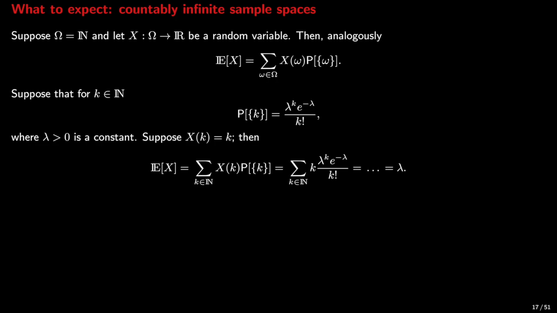Then the expectation of that x is the sum of the outcome, x of k, times the probability of k happening. So it is the sum over all k that belongs to the natural numbers, k times the probability of k, which is lambda to the power k, exponential of minus lambda, divided by k factorial. And if you do the math here and you take some time, it's not very difficult, it's just a couple of lines. Take a piece of paper and try this out, you will see that you should expect to earn exactly lambda pounds.